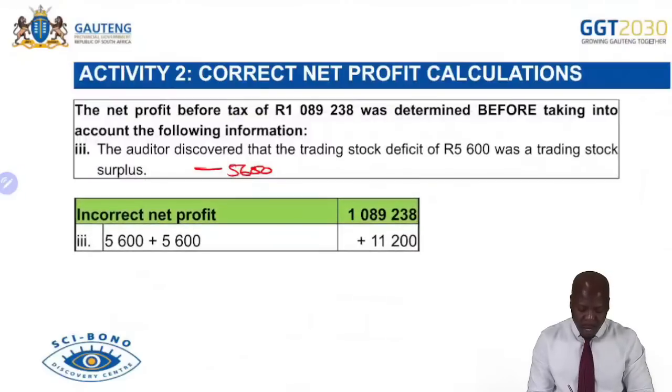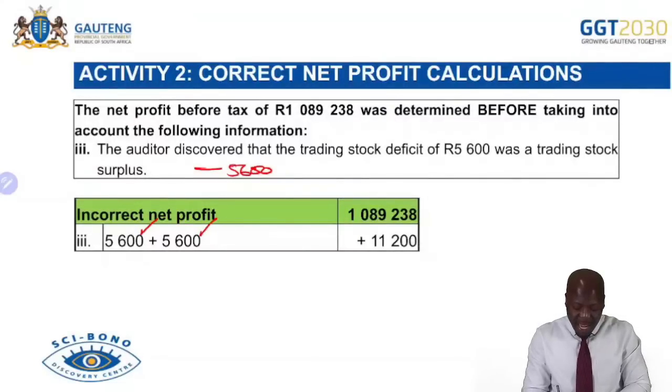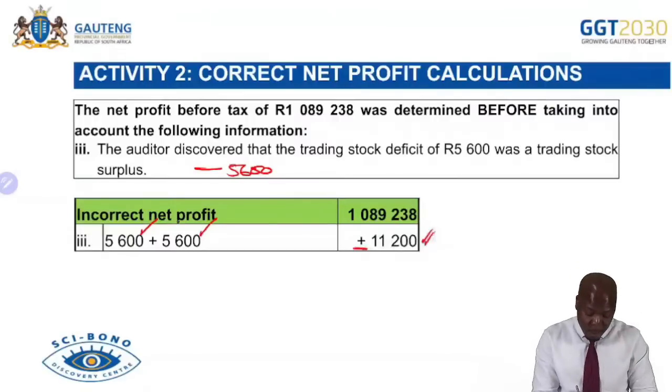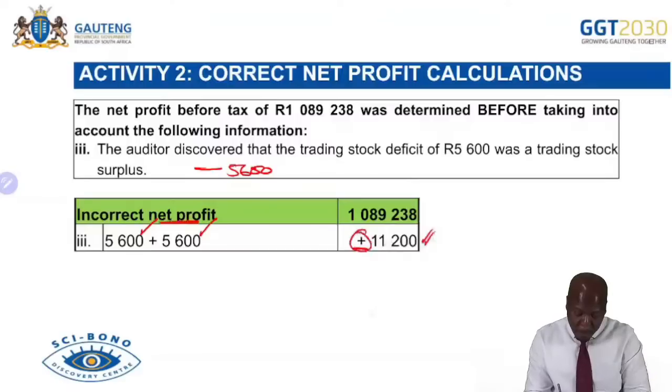We come into our correct net profit. We record the first 5.6, to cancel the error that we had made, where we recorded a surplus as a deficit. Therefore, we come back to 0. Then we add another 5.6. Now we have added 11.2. Remember, it is a surplus. So trading stock surplus is recorded under other operating income. It will increase my net profit. Hence, you see a plus.